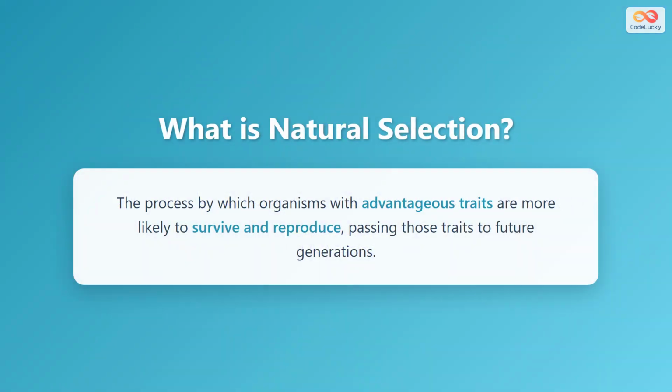Natural selection is the process by which organisms with advantageous traits are more likely to survive and reproduce, passing those beneficial traits to future generations. Think of it as nature's filtering system. In any population, some individuals have characteristics that make them better suited to their environment. These individuals tend to live longer, produce more offspring, and therefore pass on their helpful traits. Over many generations, these advantageous traits become more common in the population, while less beneficial traits gradually disappear.